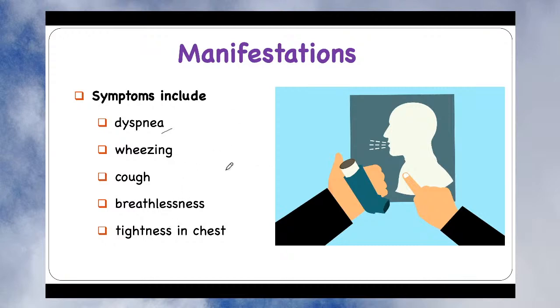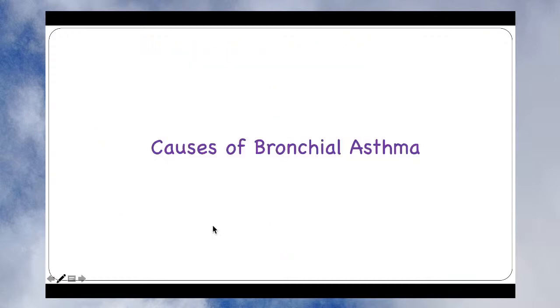All these symptoms are related to the four characteristics of bronchial asthma, and they are due to those characteristics. So dyspnea, wheezing, cough, breathlessness, and tightness of the chest are the few manifestations of bronchial asthma.